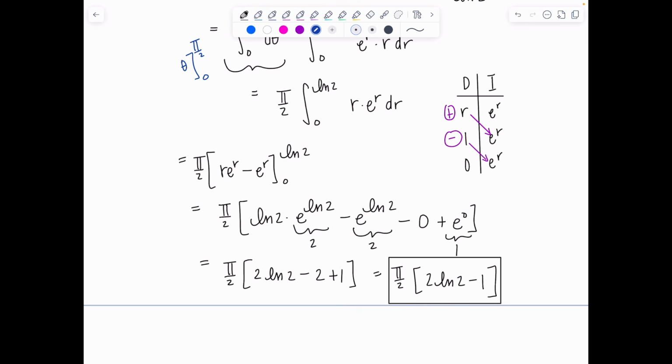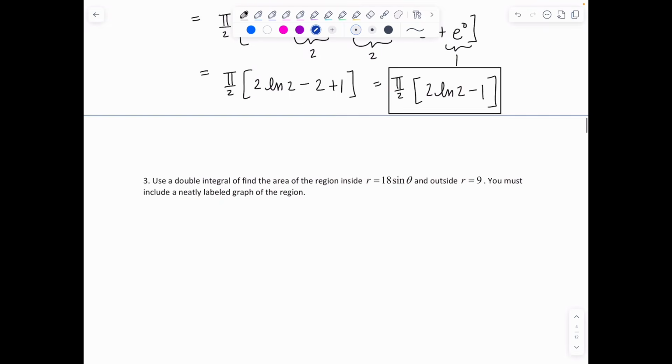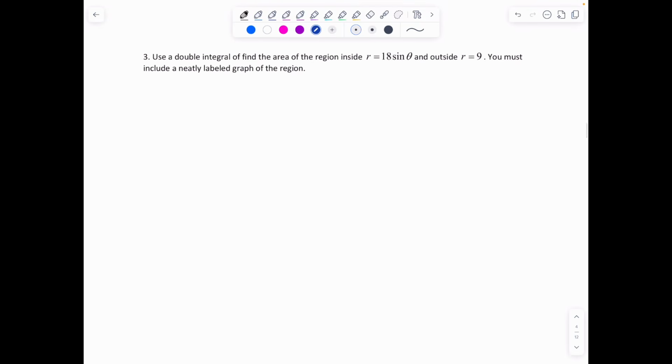Okay, good. Hopefully that one wasn't too bad. Okay, next one, still polar. Use a double integral to find the area of the region inside r equals 18 sine theta and outside r equals 9. You must include a neatly labeled graph of the region.